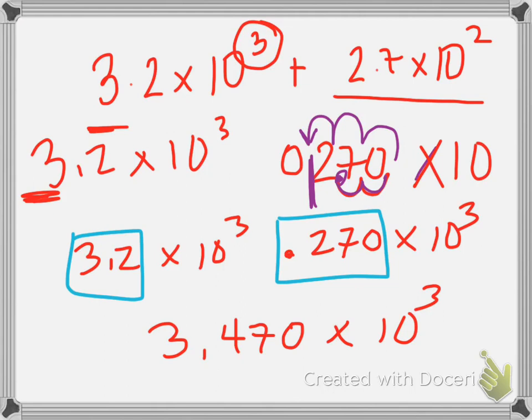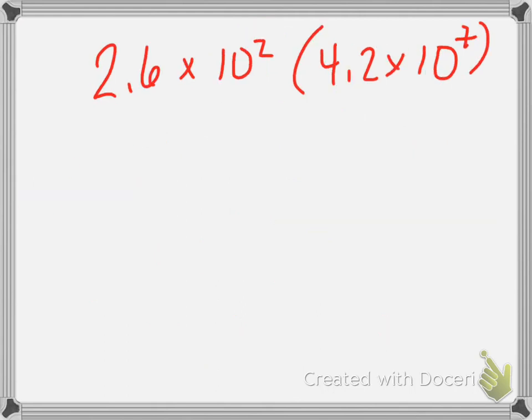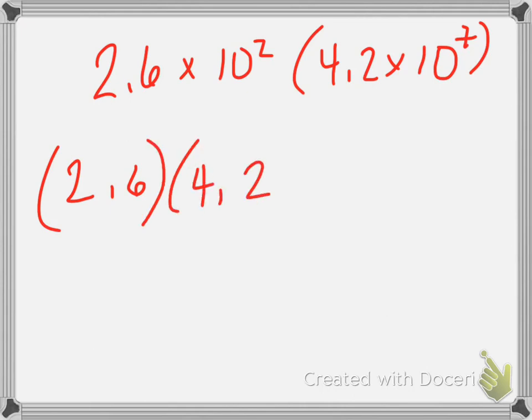We don't do as much of this, but that's what it looks like. The one that we do a lot of is multiplication and division, so let's practice that. Exponents, because all you have to do is say 2.6 times 4.2, and then the whole mess is times 10 to the 2 plus 7. So you multiply those first parts together, and then you just add the exponents. Easy peasy. Makes life very simple.